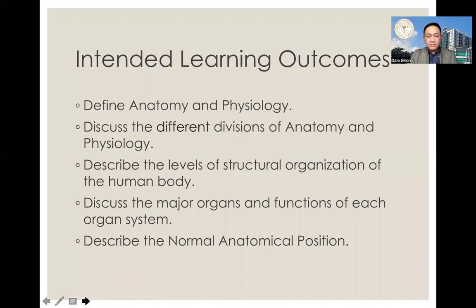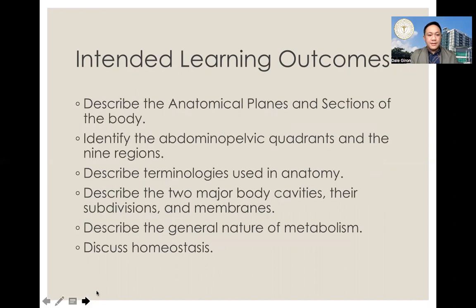Okay, these are my intended learning outcomes: to define anatomy and physiology, to discuss different divisions of anatomy and physiology, the levels of structural organization of the human body, and to discuss the major organs and functions of each organ system. We will also be describing the normal anatomical position, the anatomical planes and sections of the body, and identifying the four quadrants and the nine regions of the abdomen.